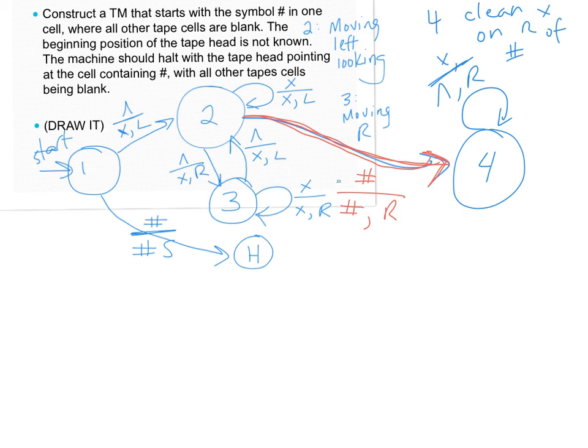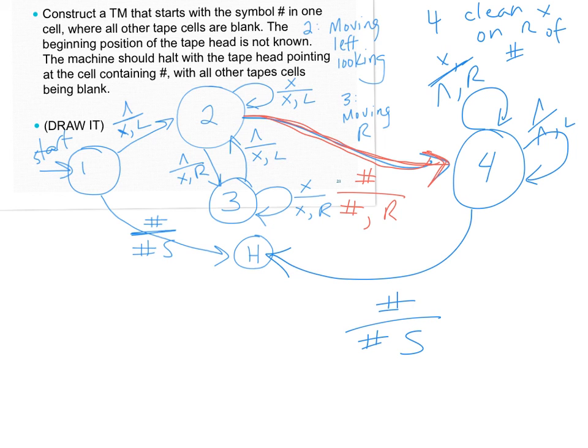And I'll keep doing that until I finally see a lambda, right? And as soon as I see a lambda, I know I've hit the end of my x's. So as soon as I see a lambda, I will replace it with a lambda and go left. And finally, when I see my pound sign, I will replace it with a pound sign and stay put.